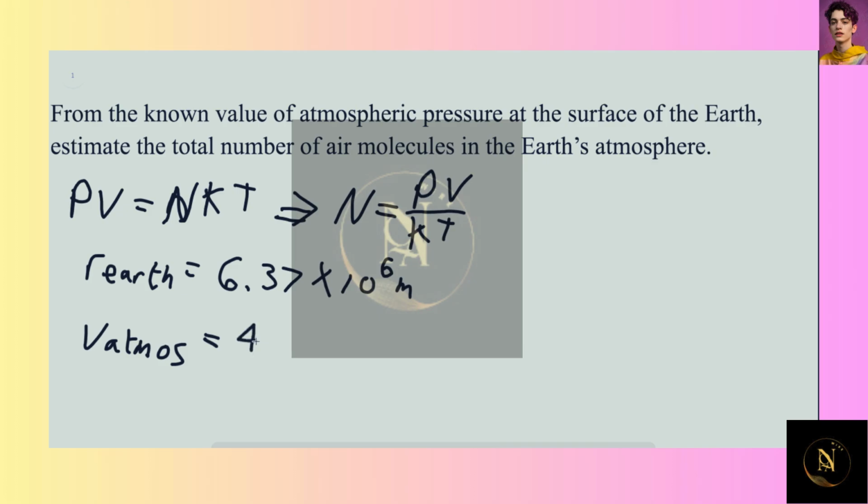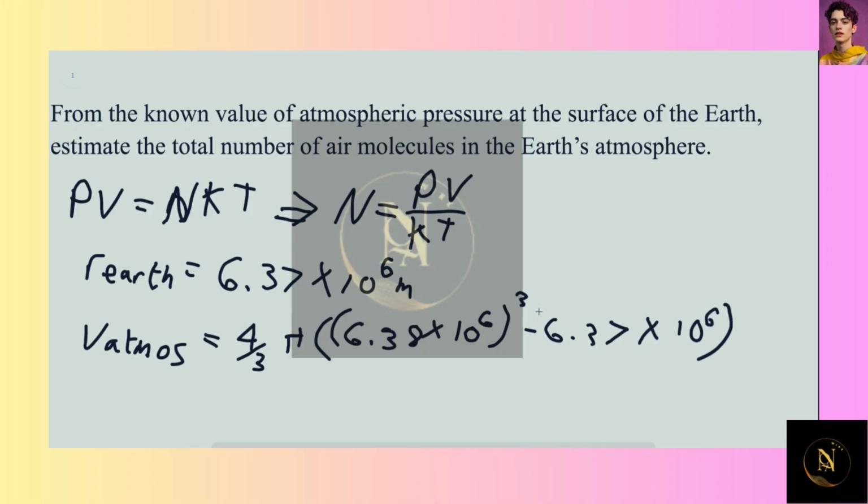So V atmos is given by 4/3 pi r cubed, so 6.38 times 10 to the 6 cubed minus 6.37 times 10 to the 6 cubed. And that gives us an estimate of the volume of the atmosphere, which turns out to be equal to 5.11 times 10 to the 18 meters cubed.